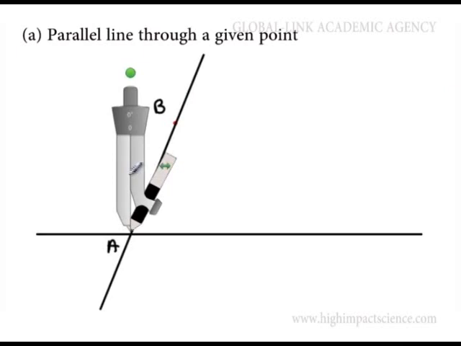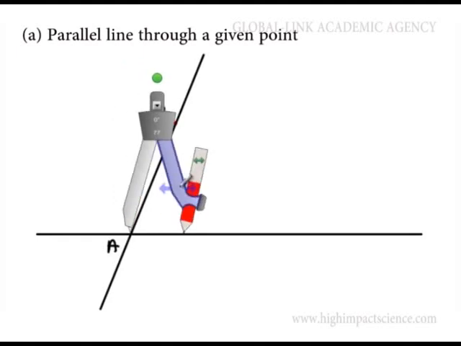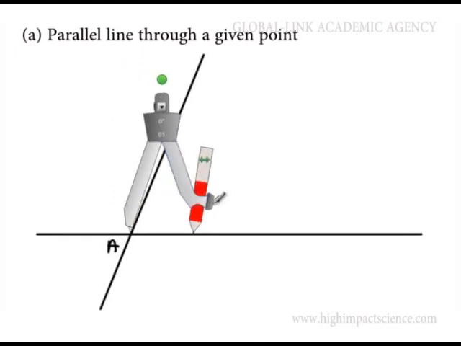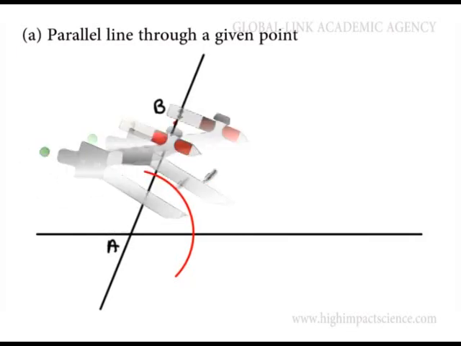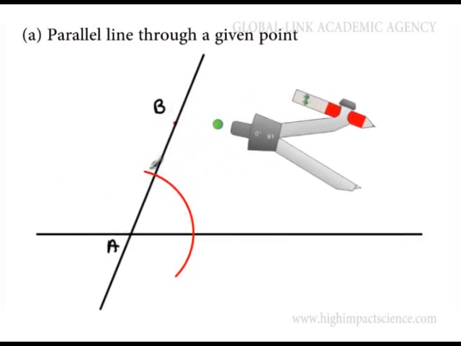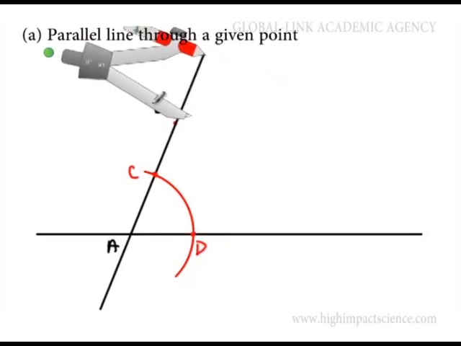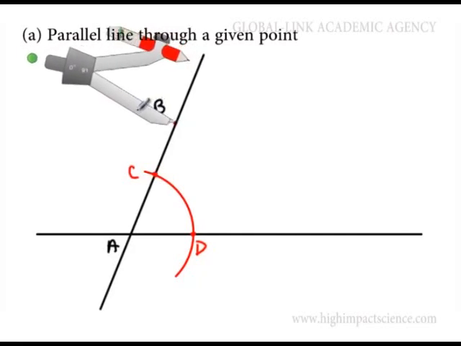Place the compass at point A. Open it and make an arc that intersects the two lines. You can label these intersection points C and D. Without changing the compass radius, place it at B and again make an arc.